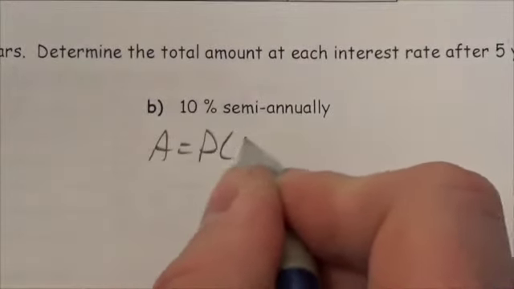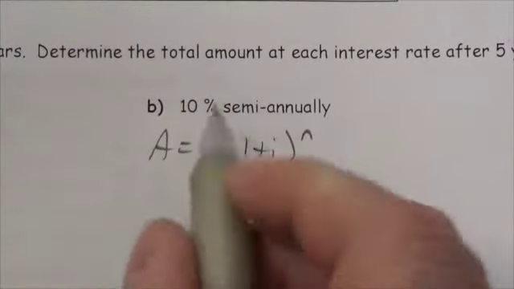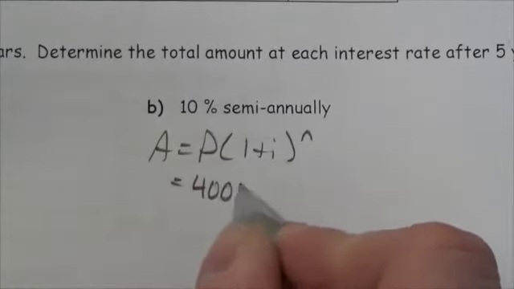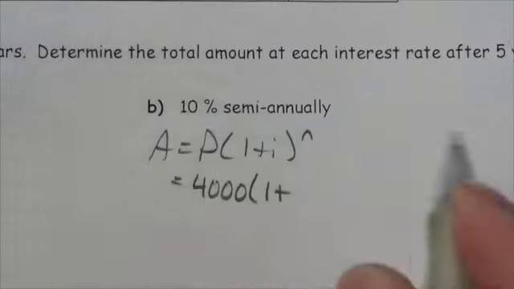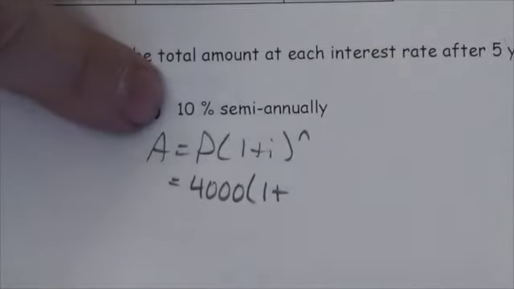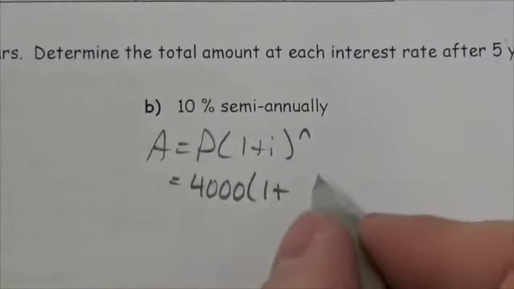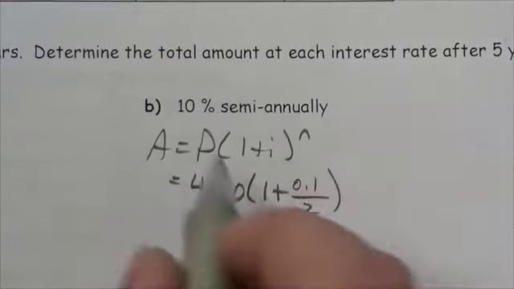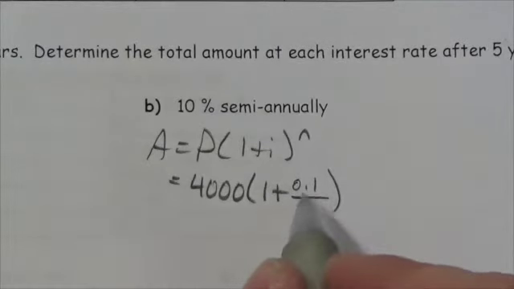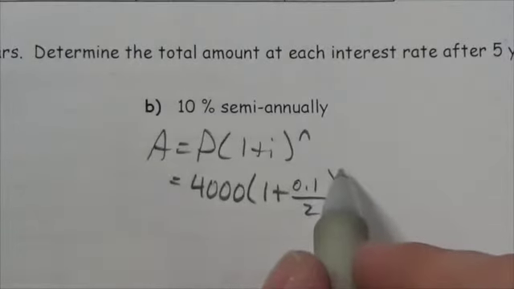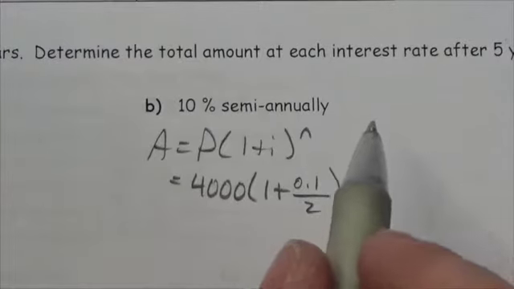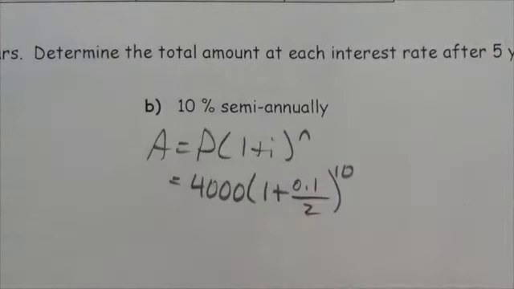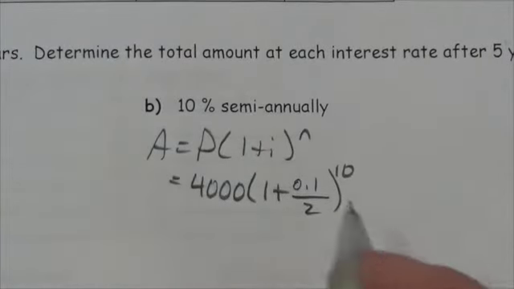A is equal to P(1 plus i) to the n. I'm going to keep writing this. We're looking for the accumulated value. Our principal value was 4,000. Now, this time, because I'm looking at 10% compounded semi-annually, this would be 0.1, but I'm going to divide by 2 because it's semi-annual. So essentially it's going to be 0.05 in there. Now, it's going to be in there for 5 years, but compounded semi-annually means it's going to be compounded 10 times, twice a year for 5 years.